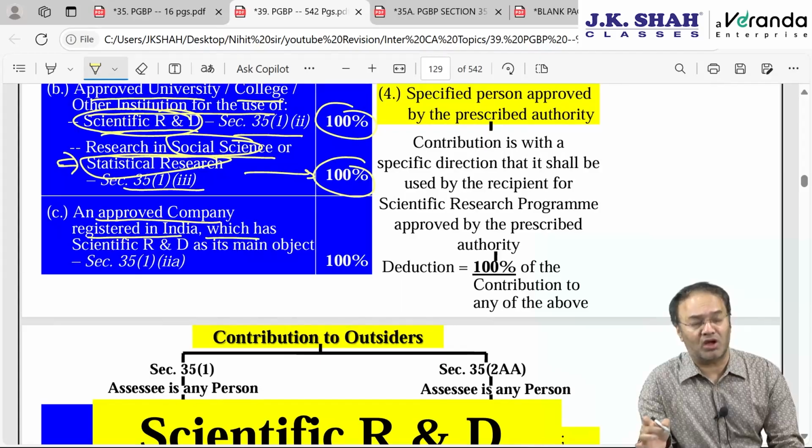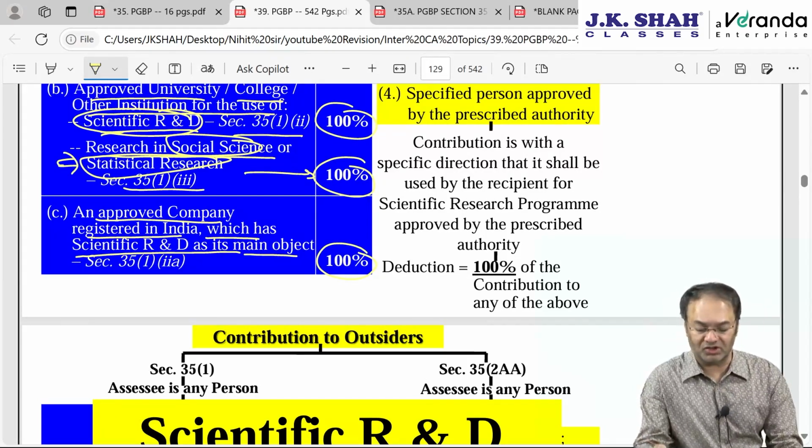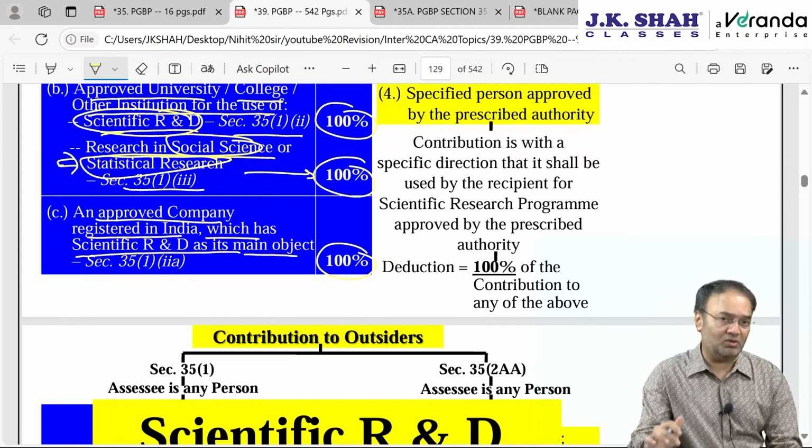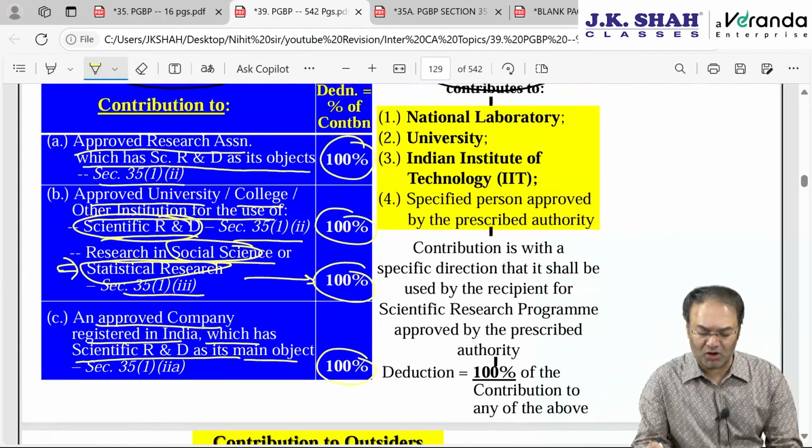You are contributing to a company which is registered in India and which is approved for scientific R&D and having scientific R&D as its main object, then you will get 100% deduction. Now let me take you back to category 2. Category 2 was for company engaged into biotechnology or manufacturing. You are contributing to a company, you will get 100% deduction.